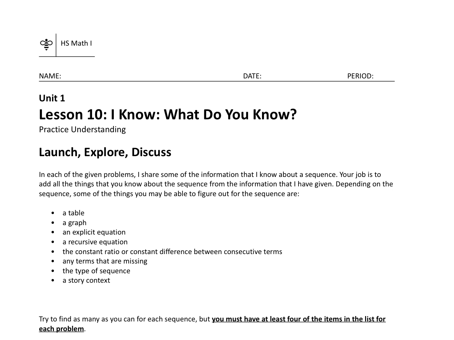Depending on the sequence, some of the things you may be able to figure out are a table, a graph, an explicit equation, a recursive equation, a constant ratio or constant difference, any terms that are missing, the type of sequence, or a story context. Okay, let's go ahead and start.